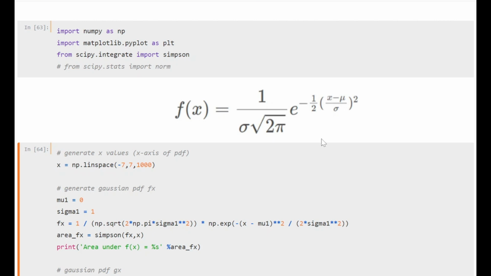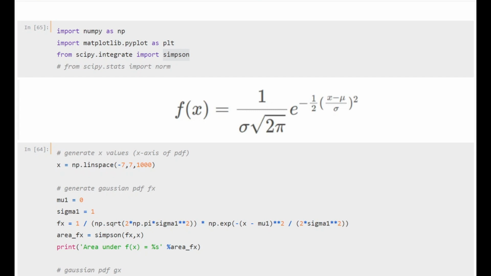Welcome back. In the previous tutorial, we derived the maths behind the product of two Gaussian PDFs. In this section, we are going to implement the real multiplication in Python code and see whether these formulas are working or not. So I have loaded some Python libraries here. In particular, I have loaded a function called Simpson, which is used to calculate area under the curve, and this will be used to calculate area under the PDF.